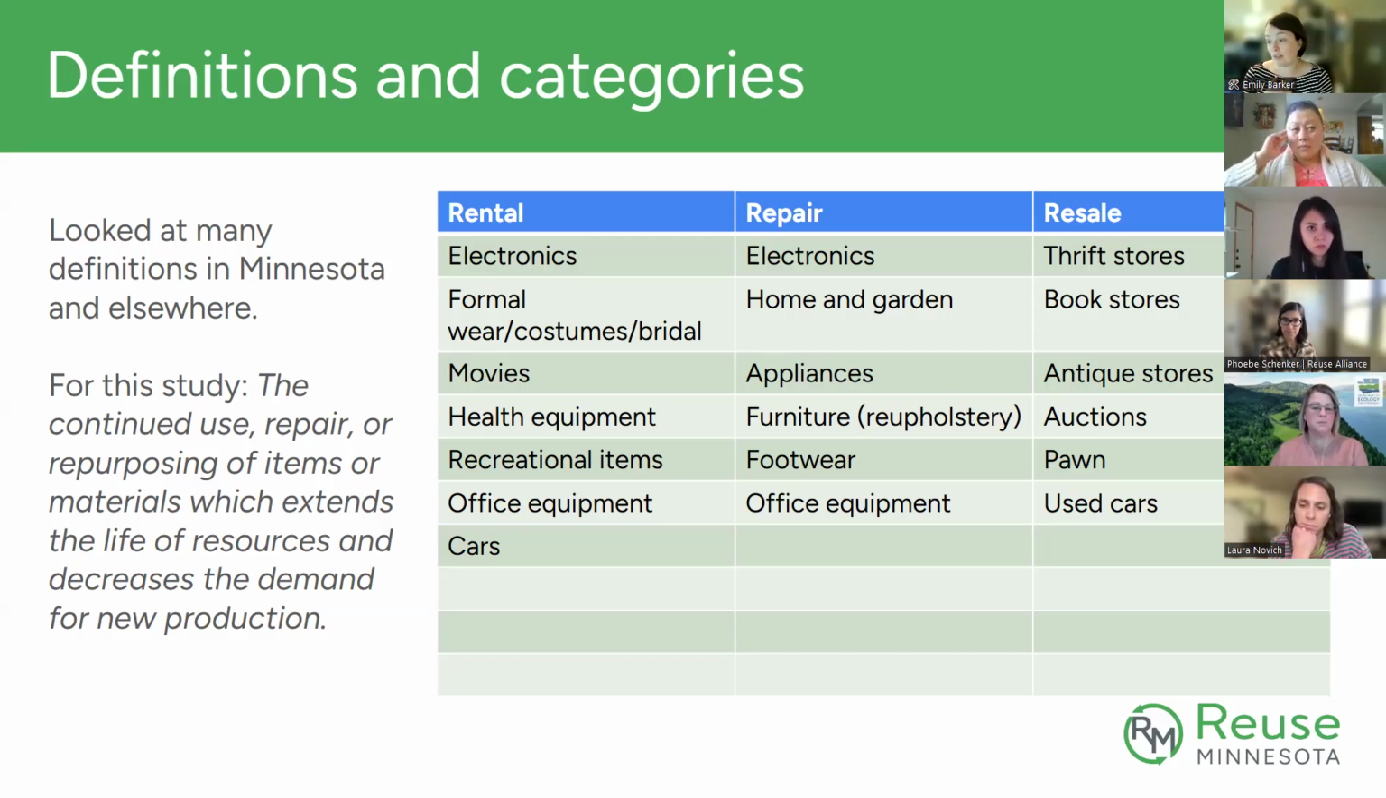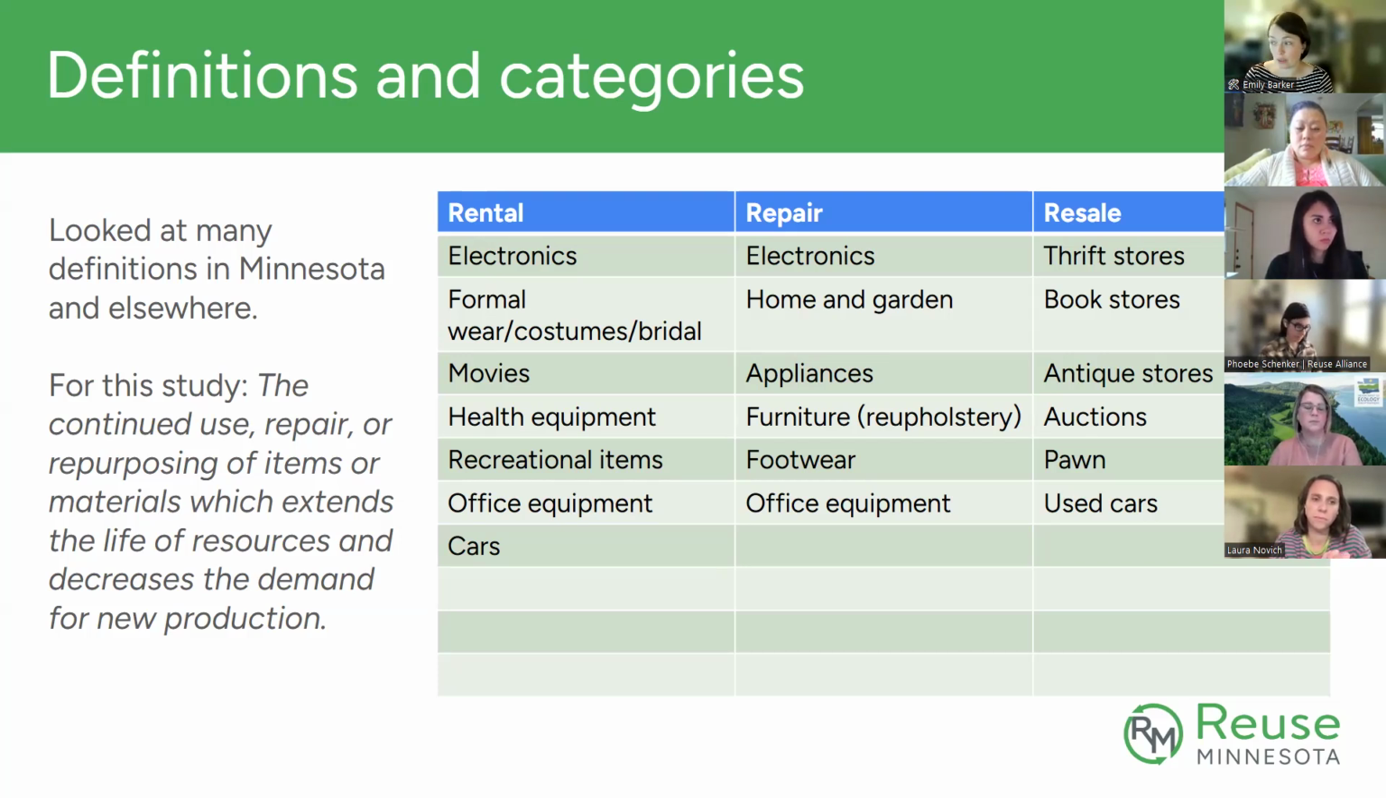So for this study, the definition of reuse that we used was the continued use, repair, or repurposing of items or materials, which extends the life of resources and decreases the demand for new production. And that last part was really key, we felt, because you'll see cars are under rental. We recognize that most car rentals are not about decreasing the demand for new production. It's people going on vacation and renting cars, but on occasion, people do use rental vehicles to replace actually having their own vehicle. And I'll talk a little bit about how we calculated that later.